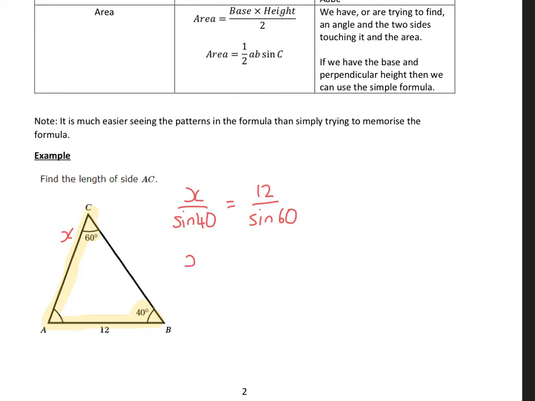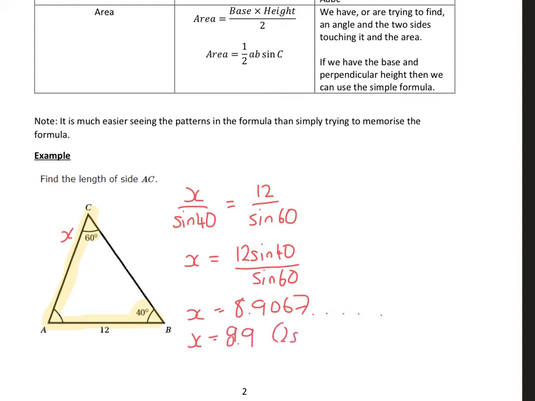I want to get x by itself, so I'm going to times both sides by sine 40, so 12 sine 40 divided by sine 60. And then just type that in my calculator. And we get 8.9067 and so on. Now if you look at the question, I have 60, 40 and 12, so all the numbers are 2 significant figures, so I'm going to round my answer to 2 significant figures, so 8.9.